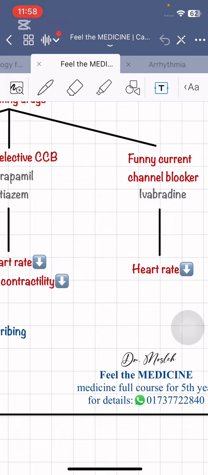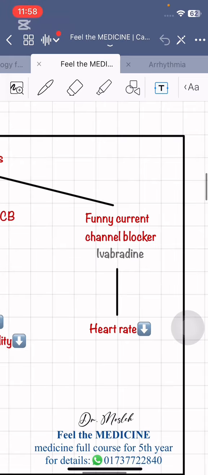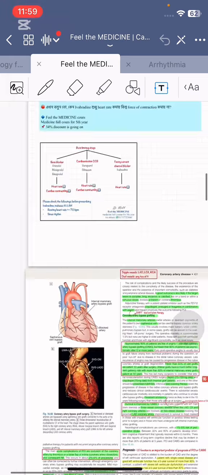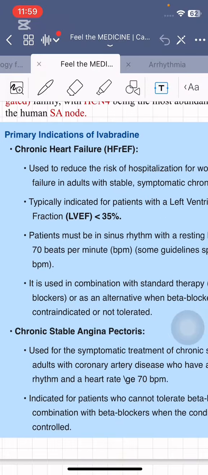Suppose a patient presented to you with the complaints of chronic heart failure, but the patient's ejection fraction is less than 35%. So you cannot prescribe a drug which can reduce the ejection fraction further. So you can choose ivabradine in that case. So what is the indication of ivabradine? Chronic heart failure having the ejection fraction less than 35%.